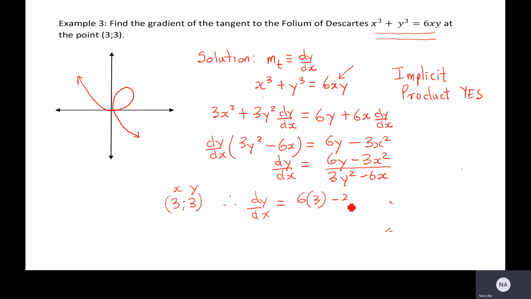6 times 3, minus 3 times 3 squared, divided by 3 times 3 squared minus 6 times 3. Working it out gives me an answer of minus 1. That completes that example.